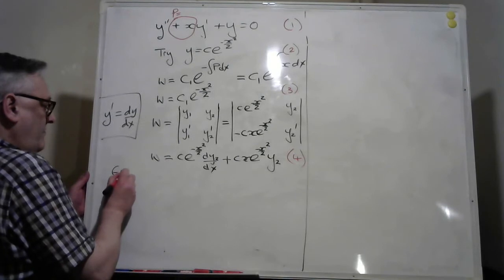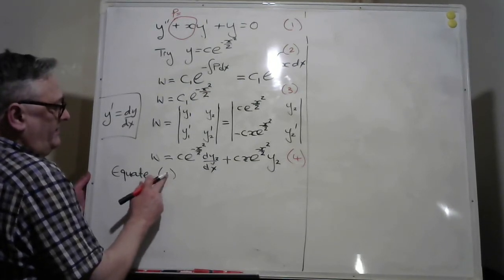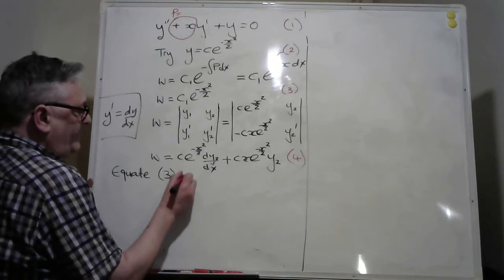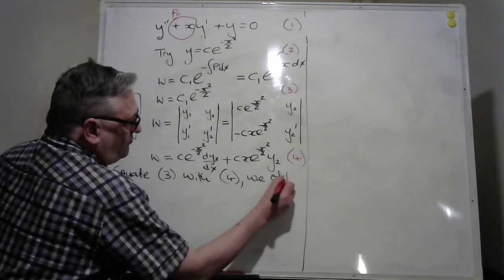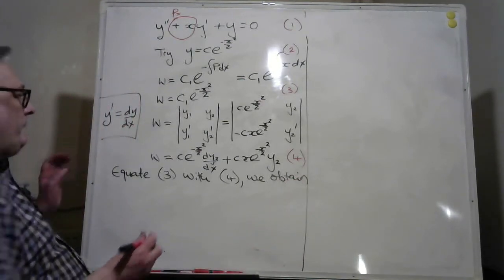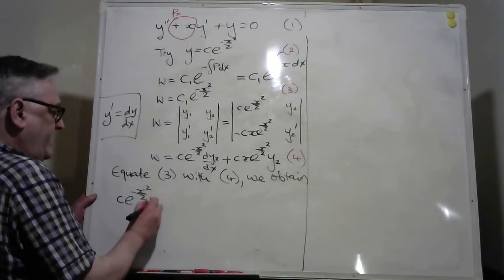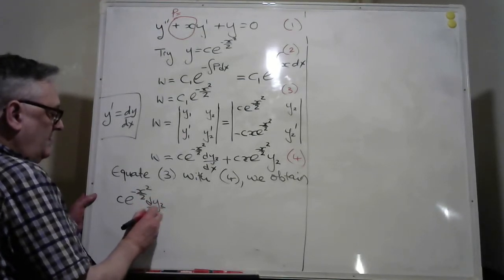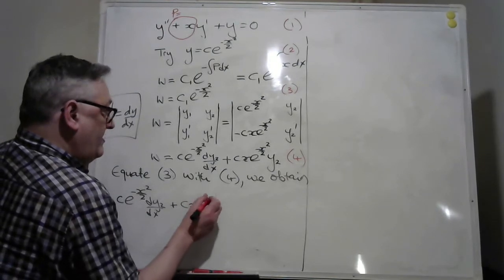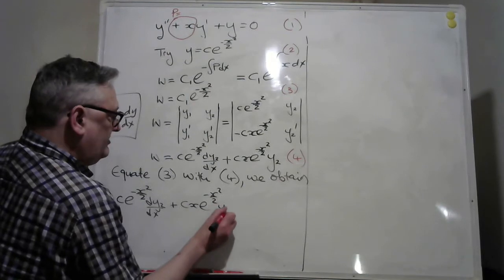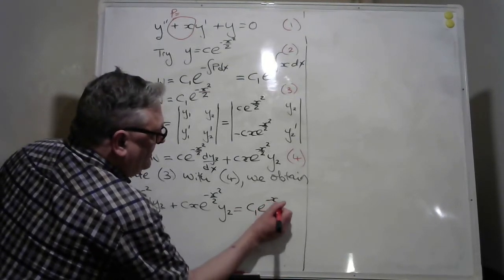So if we equate equation 3 with equation 4, we obtain C e to the minus x squared over 2 dy2 by dx plus C x e to the minus x squared over 2 y2, and that is equal to this c1 e to the minus x squared over 2.